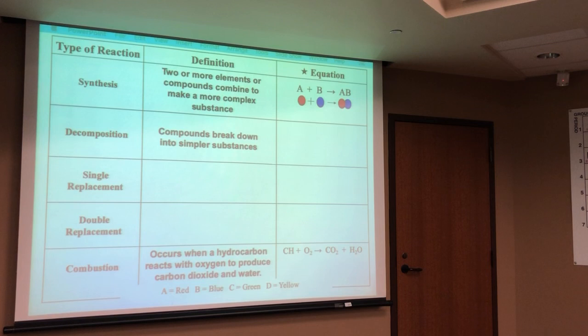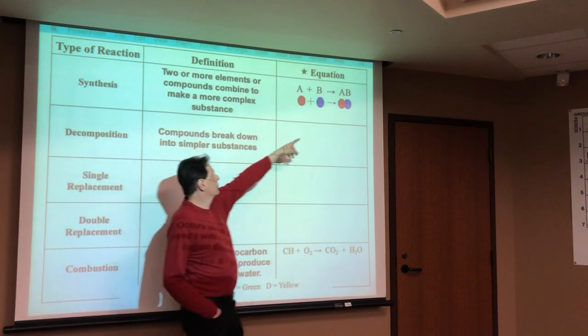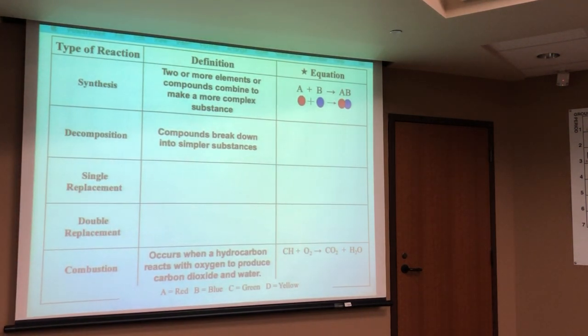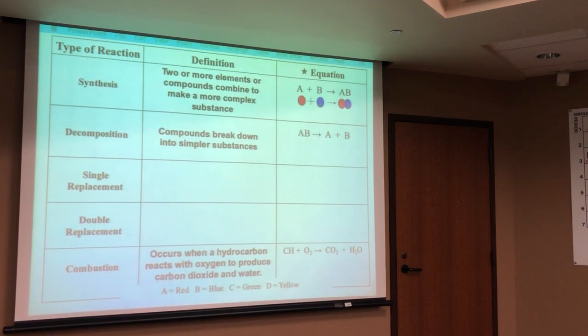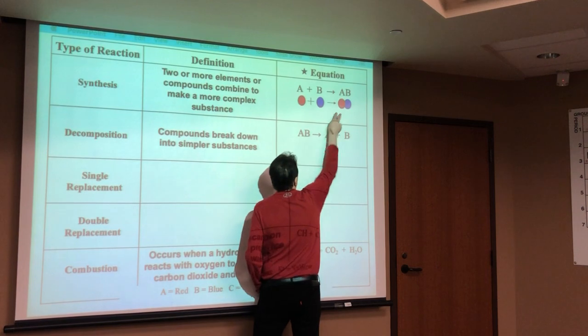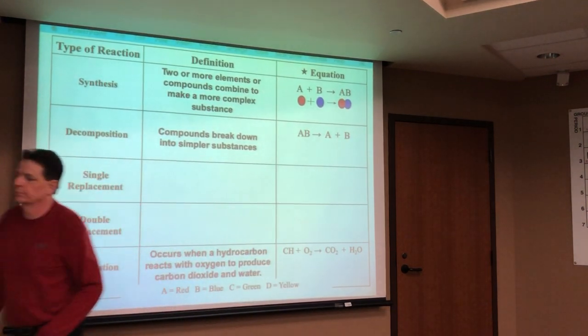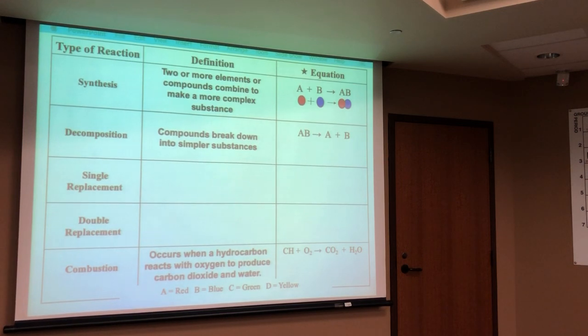In a decomp, compounds break down into simpler substances. A decomposition reaction is just the reverse process of the synthesis reaction. In the decomp, you have AB, the red-blue guy from above, he breaks down back into individual red and individual blue, like so.